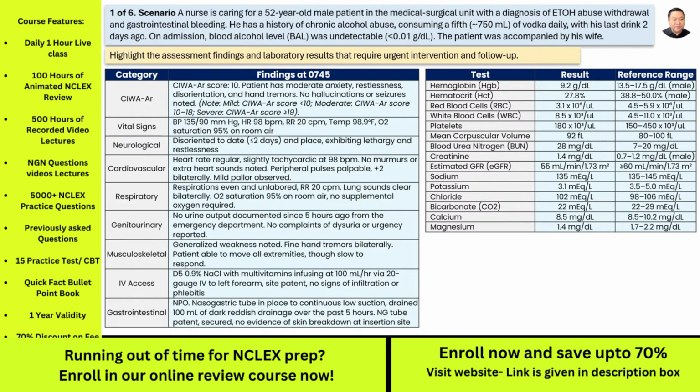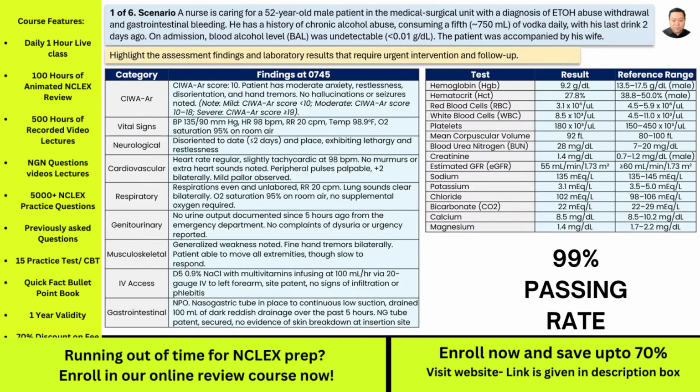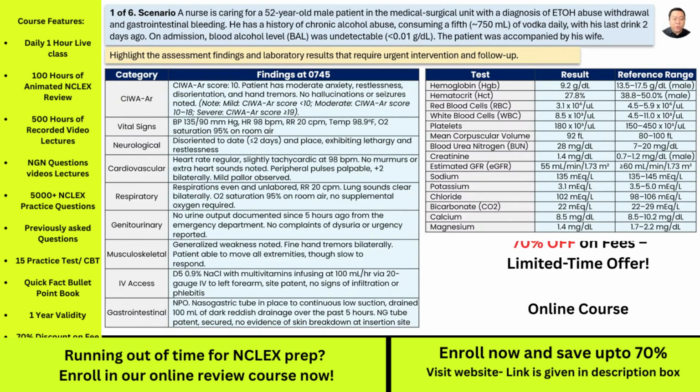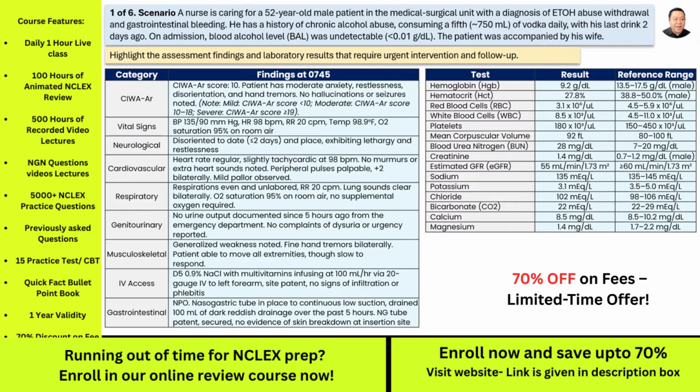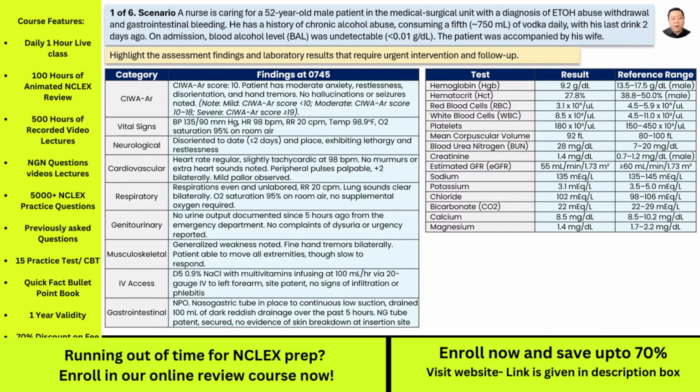He has a history of chronic alcohol abuse, consuming a fifth, approximately 750 mL of vodka daily, with his last drink 2 days ago. On admission, blood alcohol level was undetectable. The patient was accompanied by his wife. Now, your task here is to highlight the assessment findings and lab results that require urgent intervention and follow-up. So let's go through the assessment findings and lab results.